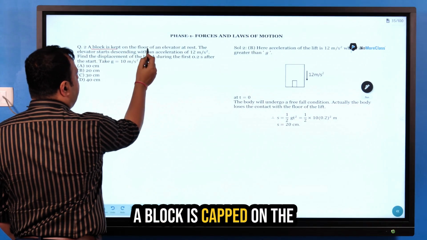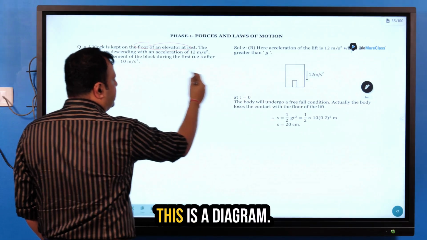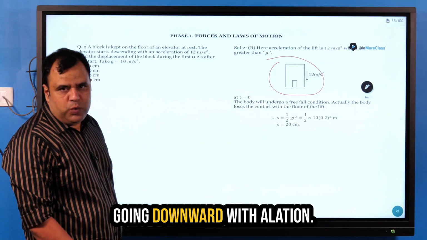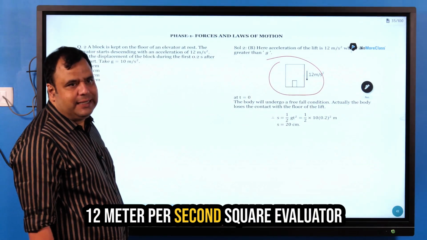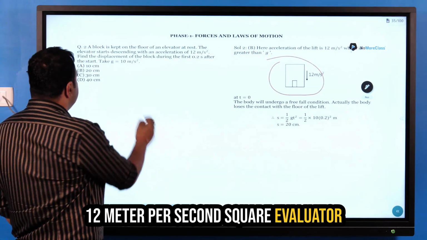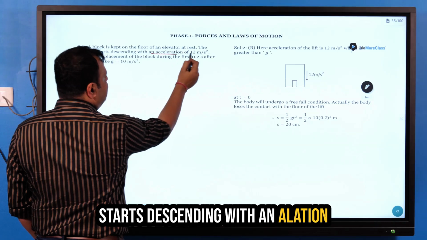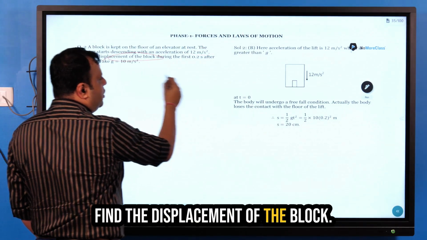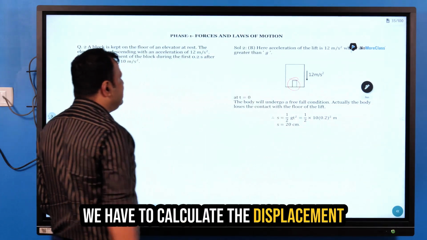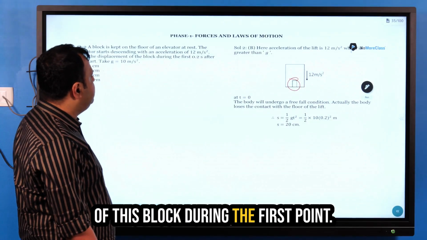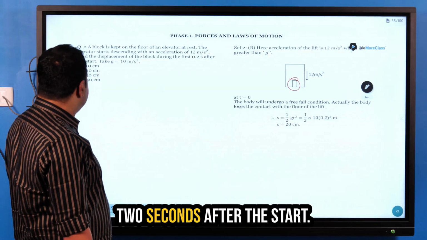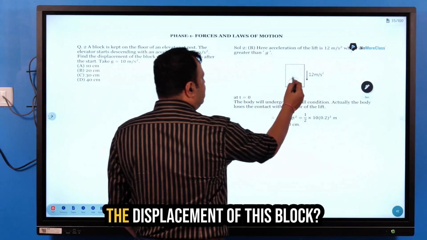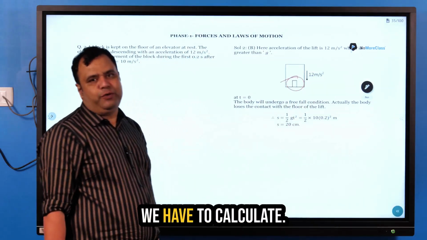A block is kept on the floor of an elevator. This is the diagram. So there is an elevator which is going downward with the acceleration 12 meter per second square. The elevator starts descending with an acceleration 12 meter per second square. Find the displacement of the block. We have to calculate the displacement of this block during the first 0.2 seconds after the start. So after the start, what will be the displacement of this block we have to calculate.